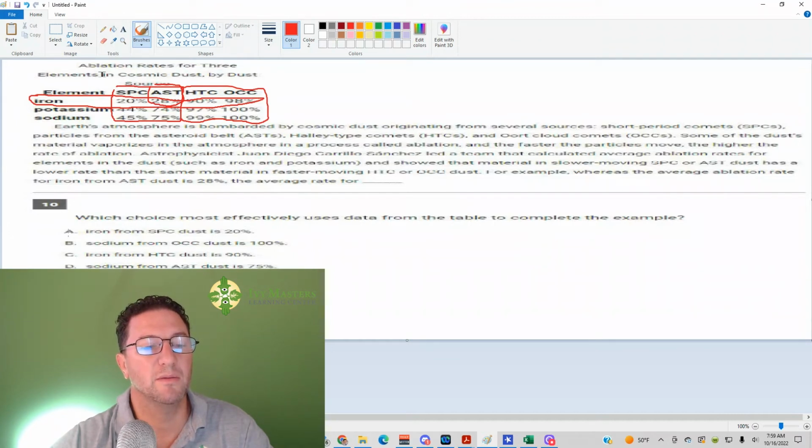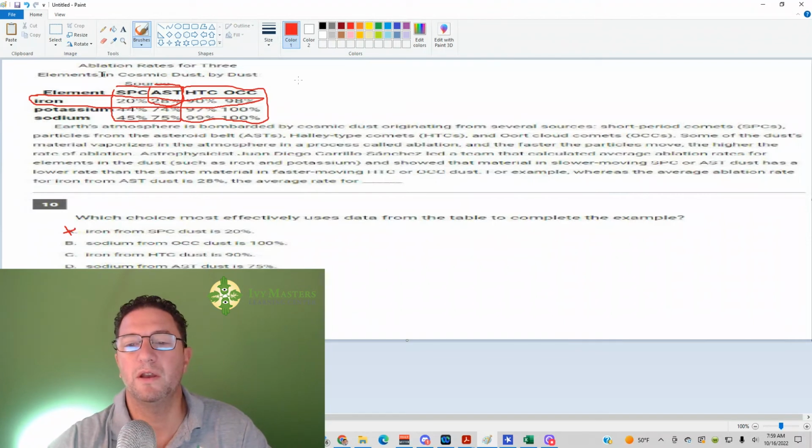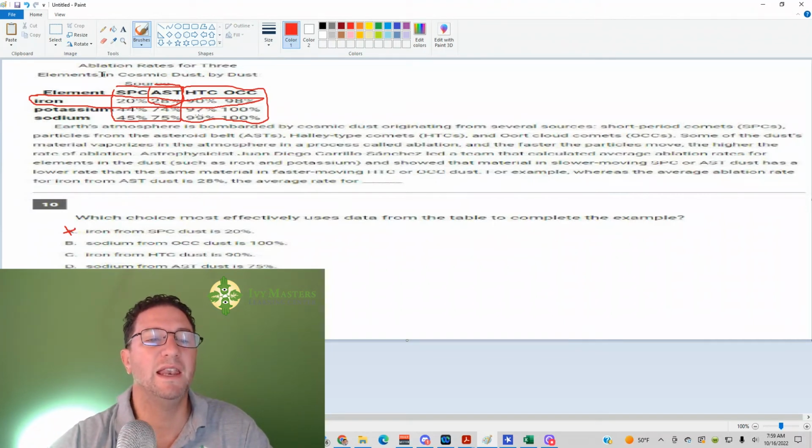Answer choice A is talking about iron, good, from SPC. Now, whereas it is 20%, that's going to be the wrong answer because that's not making the point of the previous sentence, which is comparing SPC and AST to HTC and OCC. So answer choice A is gone. That's comparing slow to slow. Answer choice B is talking about sodium. That's going to be gone. Answer choice D is going to be gone for the same reason. It's got to be C.